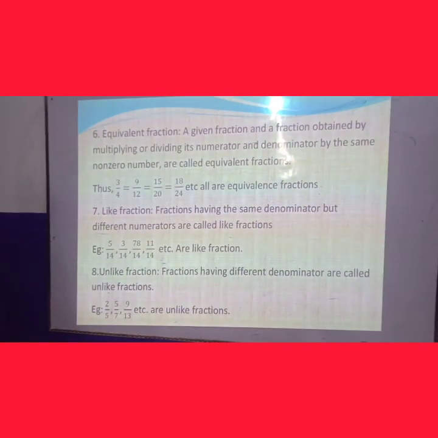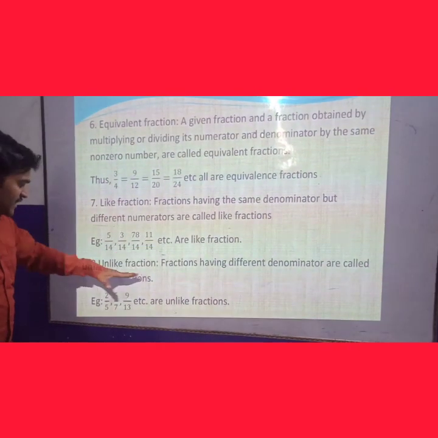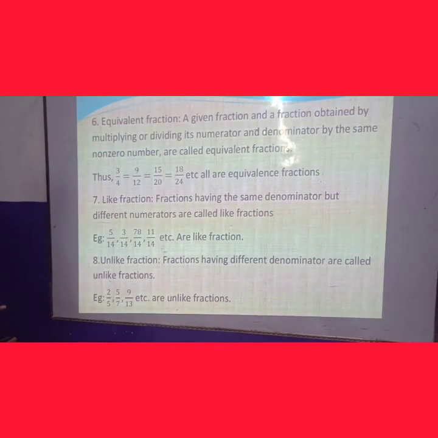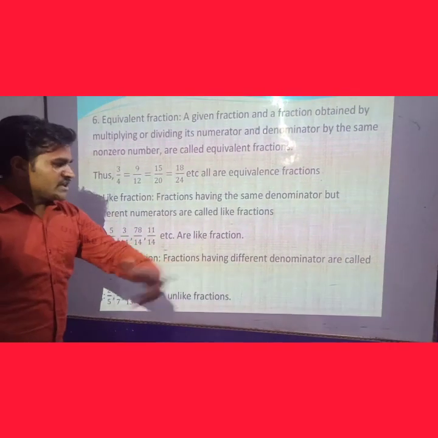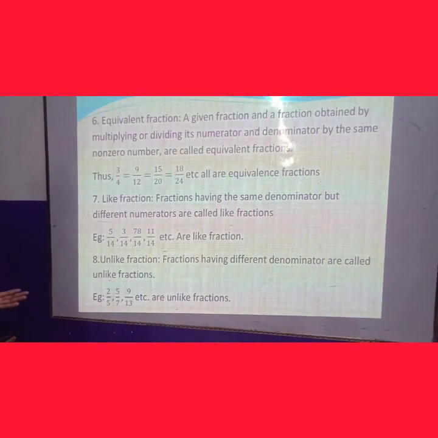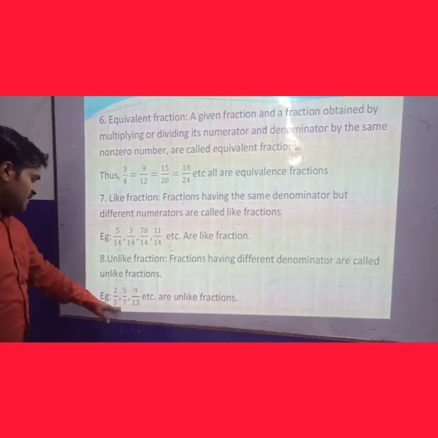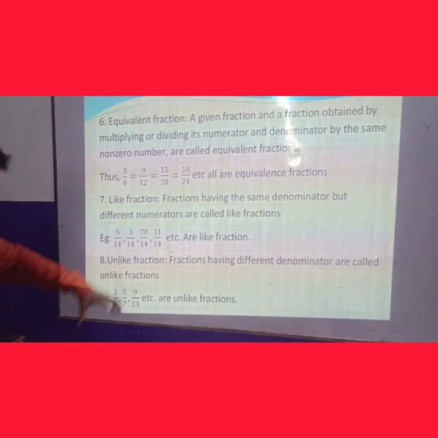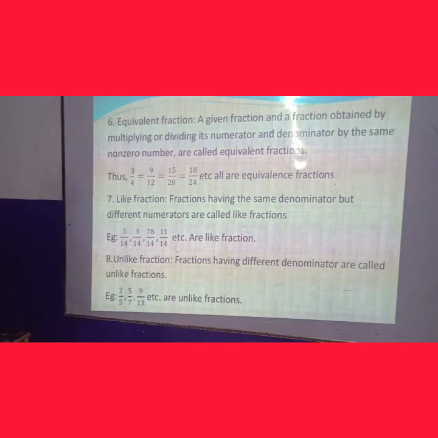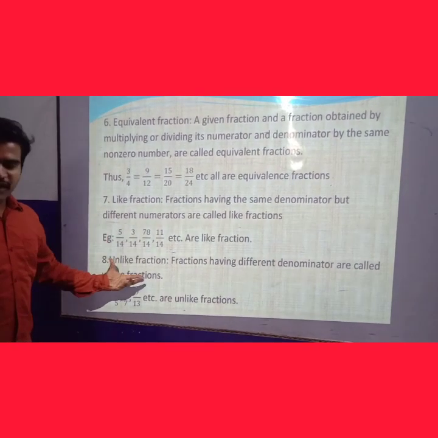Okay, students. Next, unlike fractions. In like fractions the denominators are the same, but in unlike fractions, denominators are different. Fractions having different denominators are called unlike fractions, and fractions having the same denominator are called like fractions. For example, 3 upon 5, 2 upon 5, 5 upon 7, 9 upon 13. In these, we obtain 5, 7 and 13 as denominators that are different, that is not equal. So these fractions are called unlike fractions.